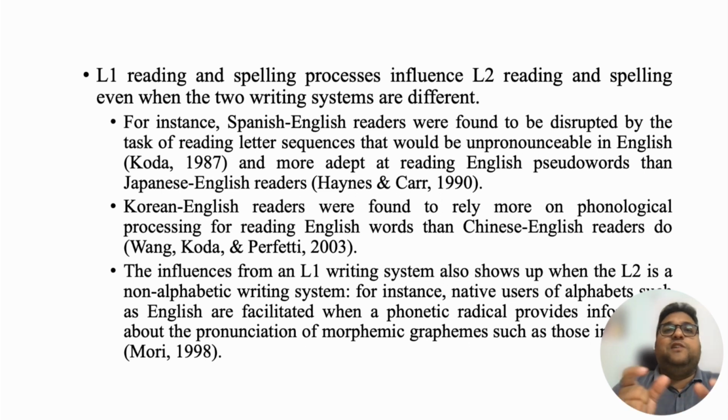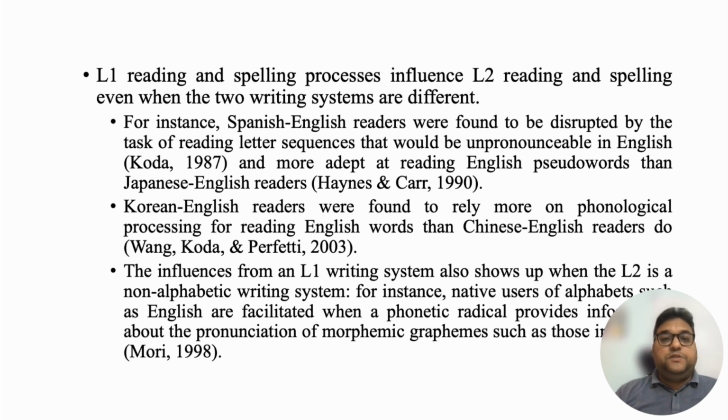So you can see these differences inhibiting these people from pronouncing words correctly in a different language. Similarly, Korean English readers were found to rely more on phonological processing for reading English words than Chinese English readers do, because Chinese English readers would follow a morphemic style because Chinese does so, and Korean English readers would follow a more phonological style because that is what Korean does.